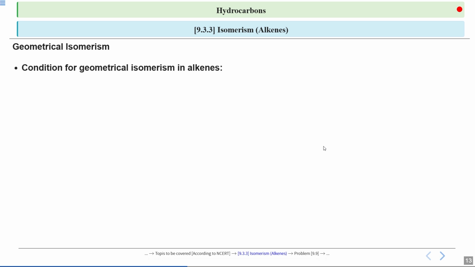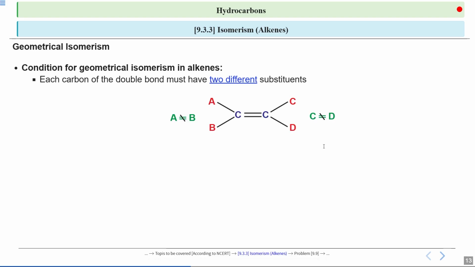Now, what is the condition for geometrical isomerism to be present in a given alkene? How will you check whether the given alkene can show geometrical isomerism or not? It's very simple. For this type of isomerism to occur, each carbon atom involved in the double bond must have two different substituents. This means that the groups attached to each carbon atom in the double bond must not be identical. Here we have an example illustrating the condition for geometrical isomerism.